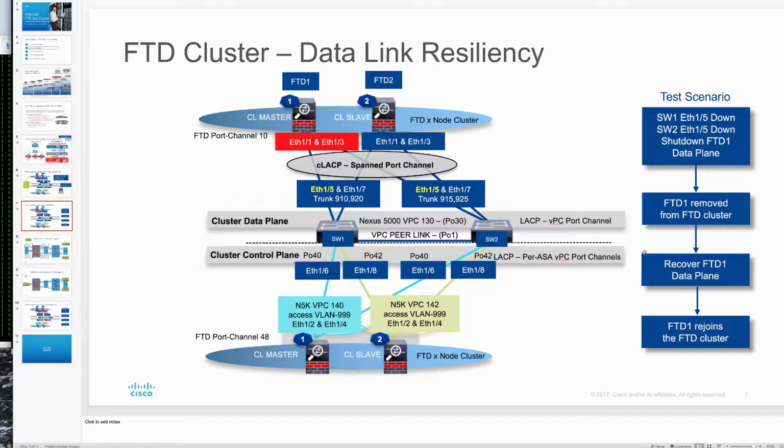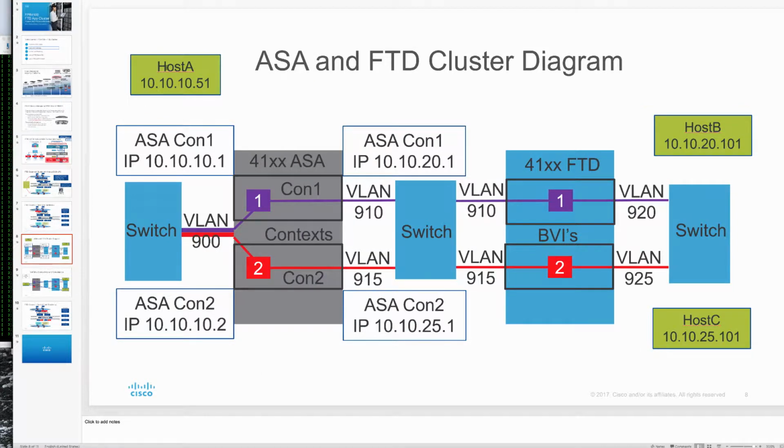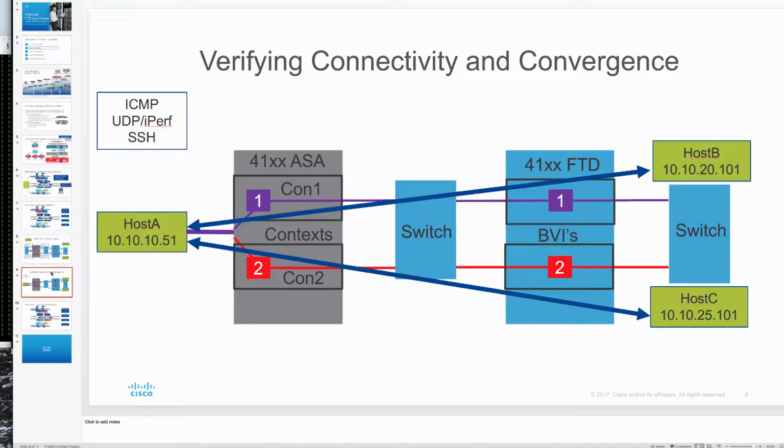Then we're going to recover that FTD1 unit. It's going to come back into the cluster and rejoin, and we're going to again look at the connectivity itself. To test connectivity, we have three hosts. Host A is on the shared subnet on the outside of the ASA cluster that splits into two contexts and matches our BVI1 and BVI2, which goes to host C and host B. These hosts are going to use three different protocols to get connectivity in place. One is going to be ICMP. We're going to have UDP, IPERF, and also SSH connections between those.